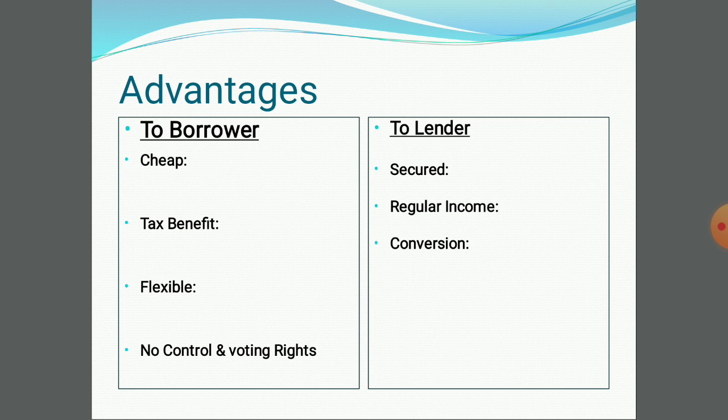Now the advantages to the lender: term loans are secured. As I already explained, they get collateral security for the investment. They are going to get a regular income in the form of interest. Every year they get interest from the organization. And next is conversion. That means they get an option to convert their term loans into equity.